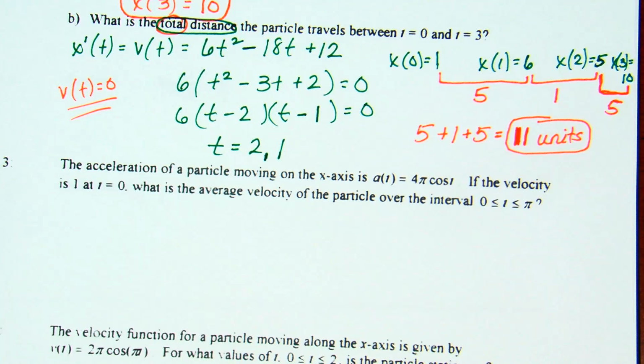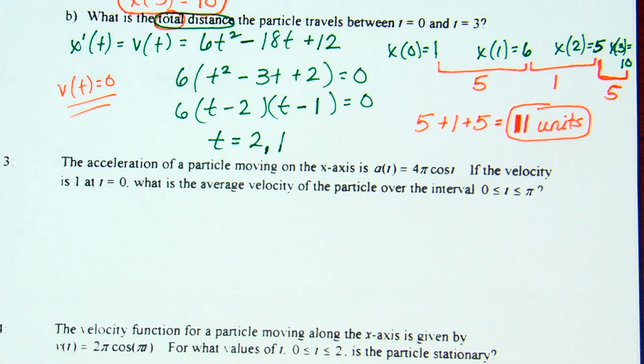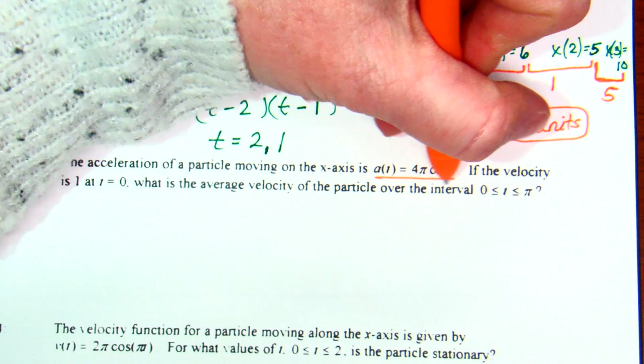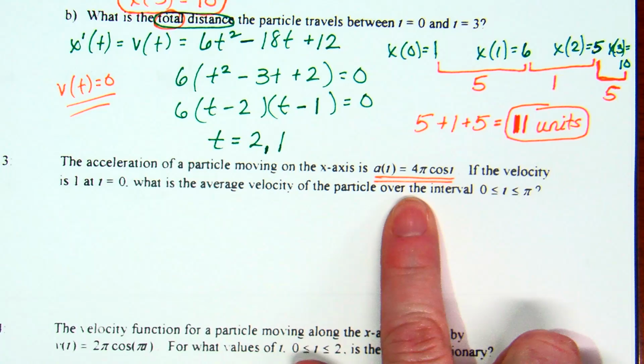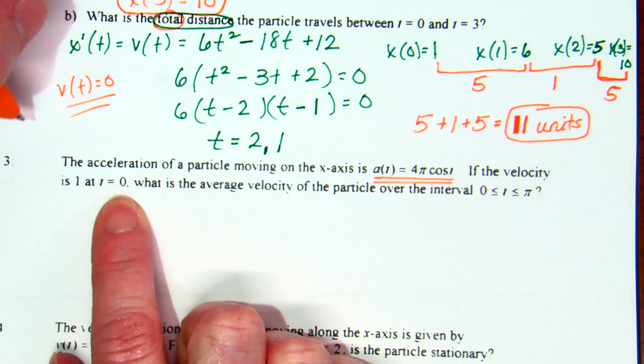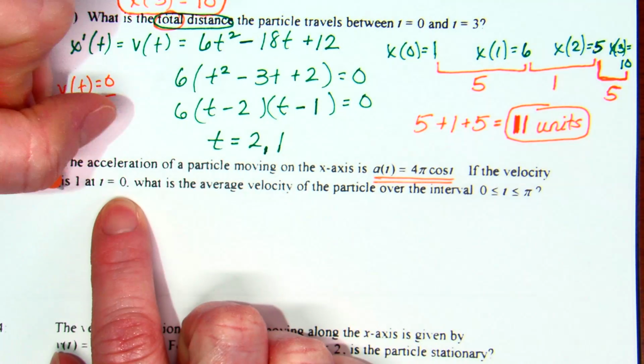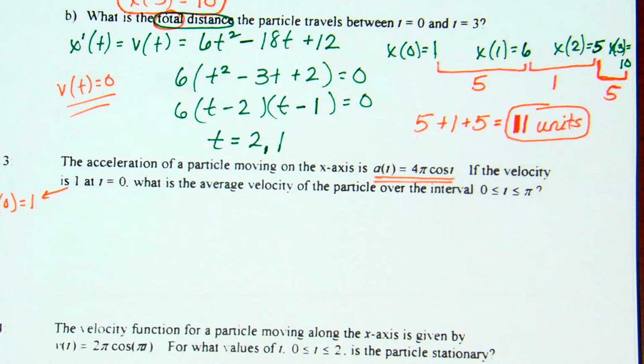Okay, example 3 if you guys are ready. The acceleration of a particle on the x-axis is a of t equals 4 pi cosine of t. If the velocity is 1 at t equals 0, what is the average velocity of the particle over the interval 0 to pi? So they give us acceleration. Velocity is 1 at t equals 0. So what I tend to write here, just so I have it in writing, is that v of 0 is equal to 1.